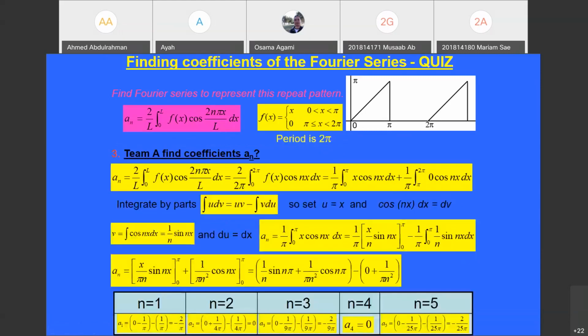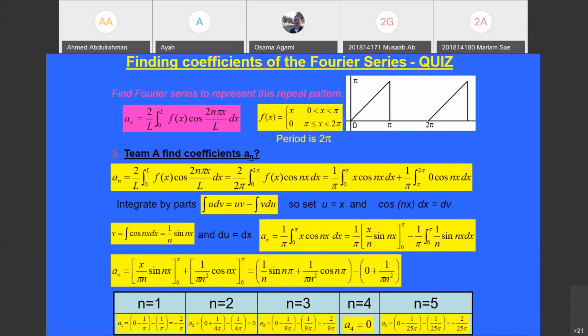Let's go for An. This is the An formula. He substitutes. From pi to 2 pi your function is 0, so he needs to integrate from 0 to pi. Using integration by parts, he finds An. As I told you, using your calculator you can find this integration without thinking about integration by parts, to find A1, A2, A3, A4 and A5, which is more than enough.